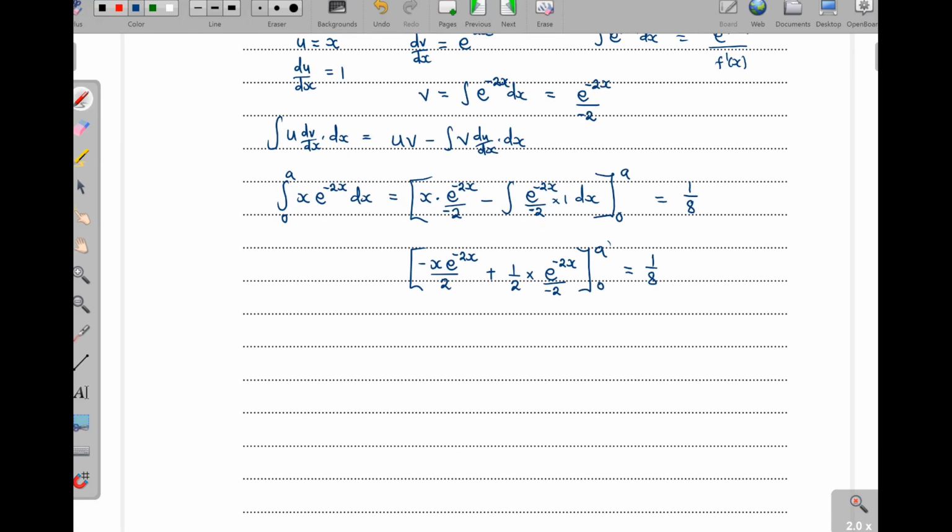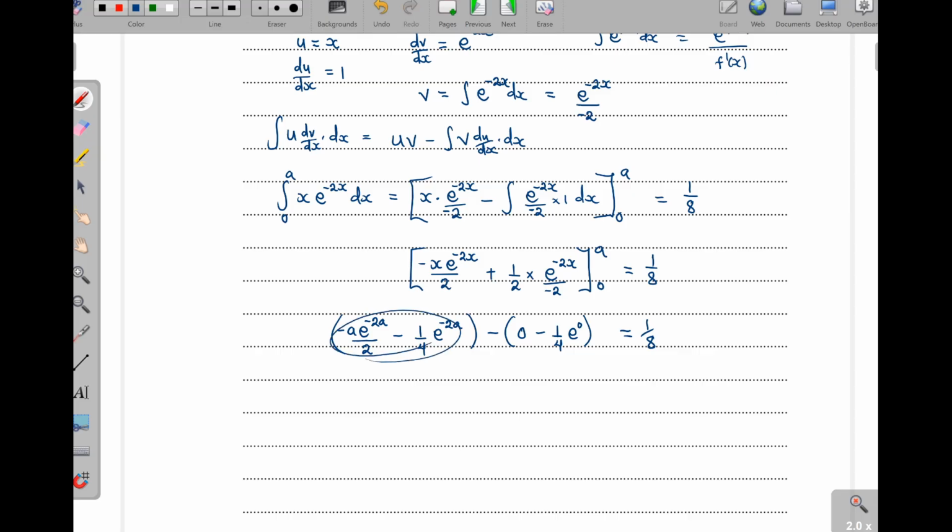Now we can put the limits, putting a wherever there is x. So we shall get negative a, then e to the power of negative 2a out of 2, then minus 1 out of 4, then e to the power of negative 2a. Then minus, now put a 0 in here, that means this one will go, and here we shall have a minus a quarter, then e to the power of 0, which is 1, equal to 1 over 8.